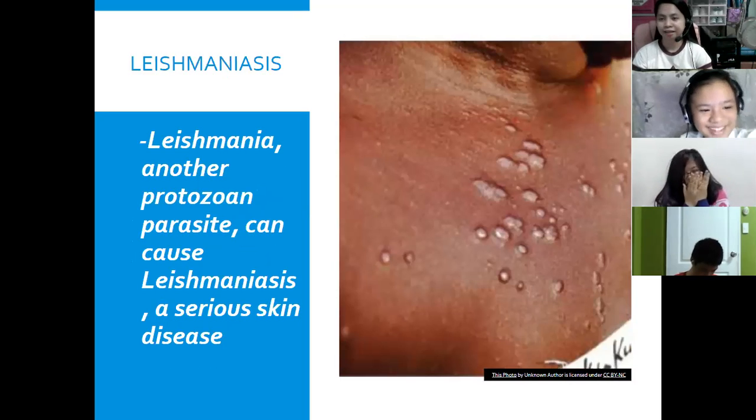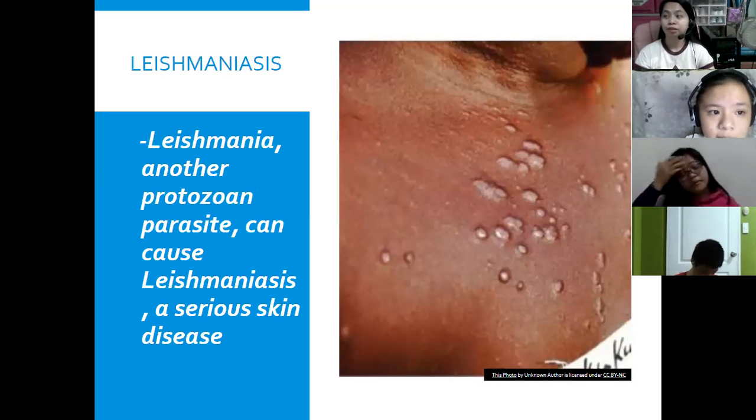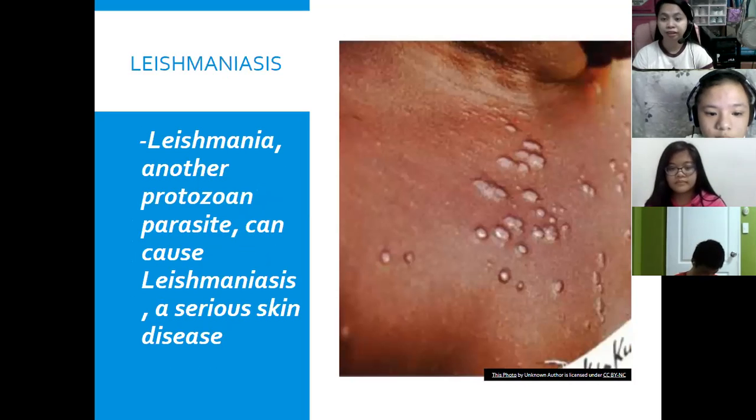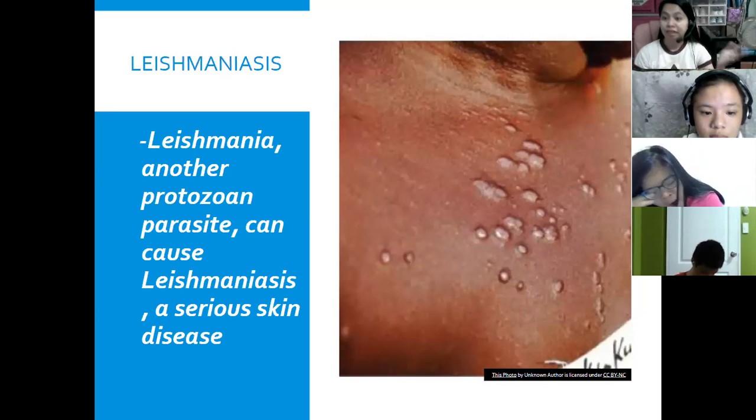Leishmania. Leishmaniasis. Leishmania, another protozoan parasite, can cause leishmaniasis, a serious skin disease. So as you can observe, due to the presence of the protist in the human body, it causes a serious skin disease. I am not sure if this is common here in our country, but probably mostly overseas.